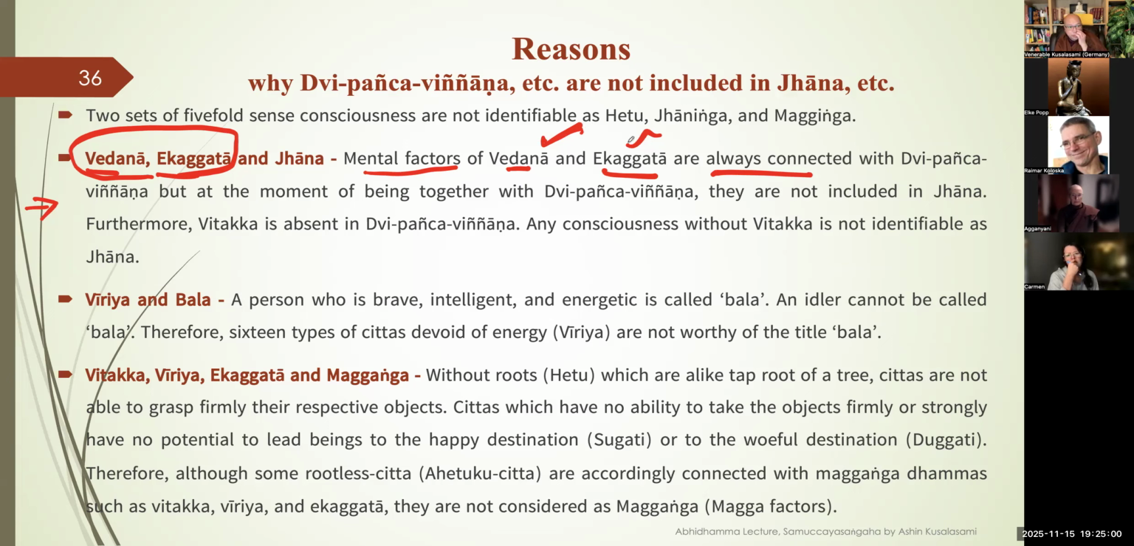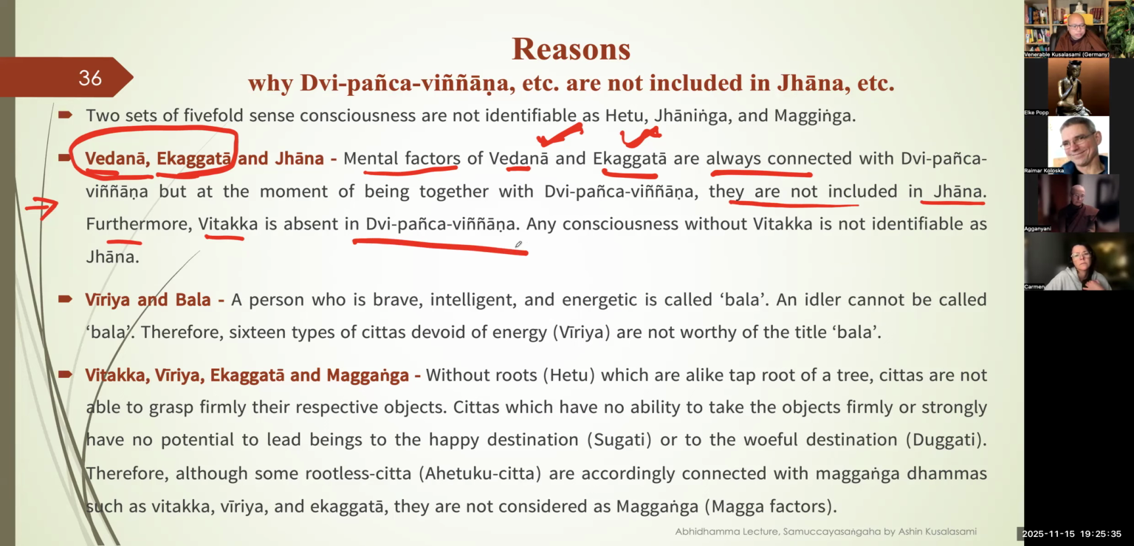Ekaggata is accompanied at the moment of being together with the Dvipancavinnana. They are not included in jhana. So Vedana and Ekaggata are jhana factors, but not at the moment of being together with the Dvipancavinnana. And furthermore, Vitakka is absent in the Dvipancavinnana. This one also I repeat.